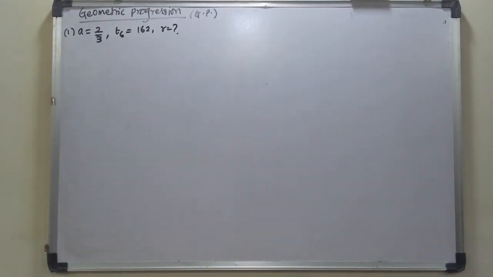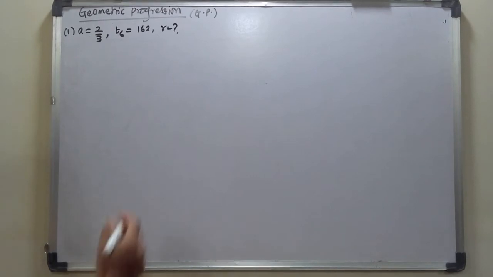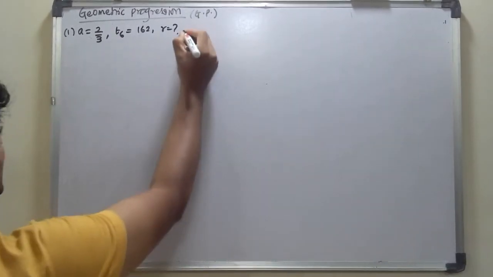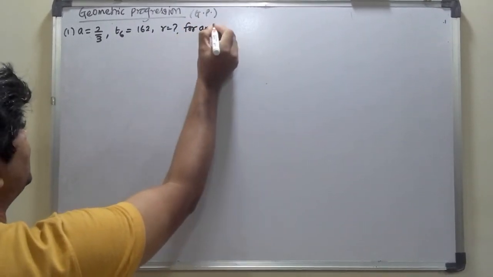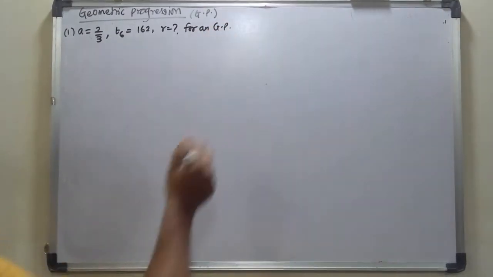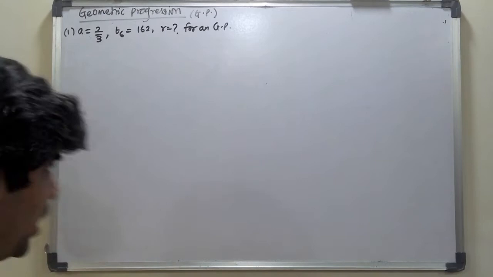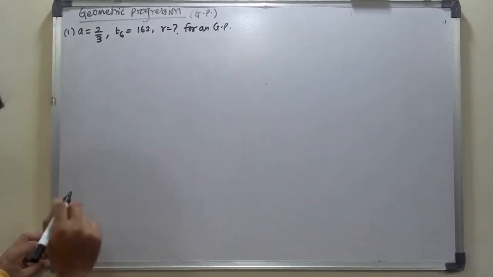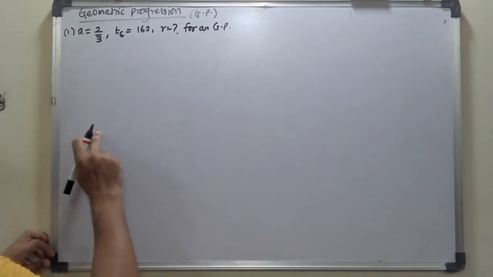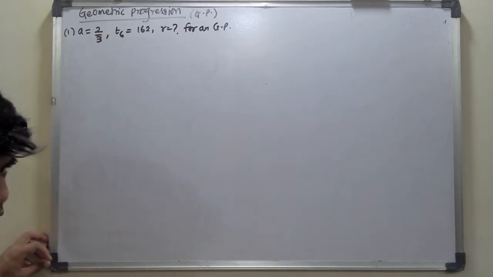Now see the question which I have written. We will start with the simple question first to understand the concept. That is, A is here 2 by 3, term number 6 is 162 and R is not known. It is a GP, because this is very important, otherwise you are not going to know, without the sequence, that is progression. So here the first term is given, term number 6 is given.